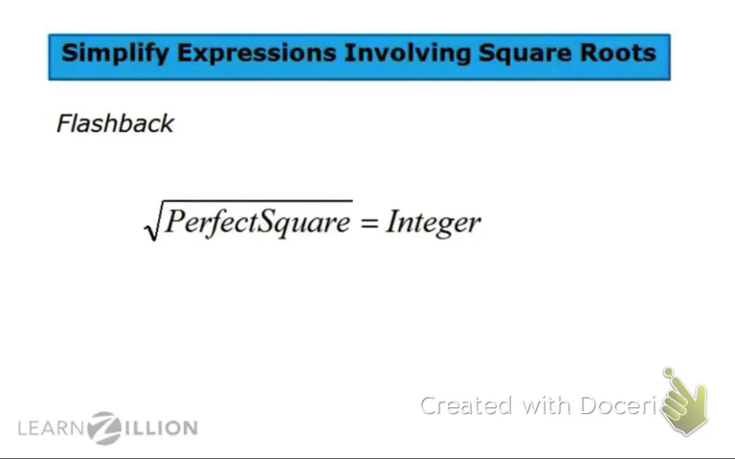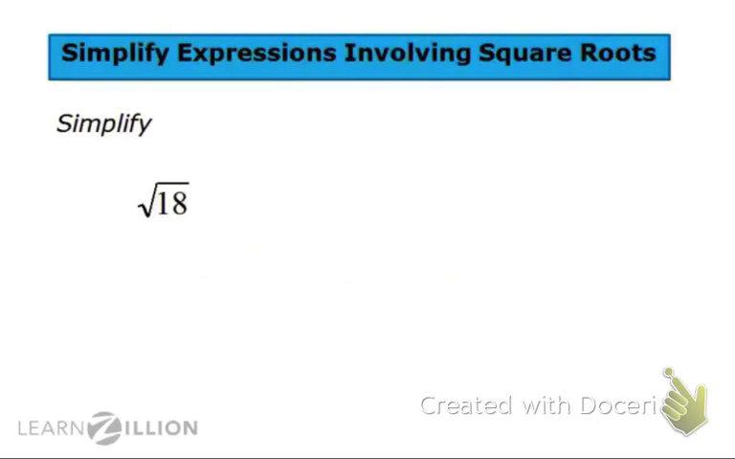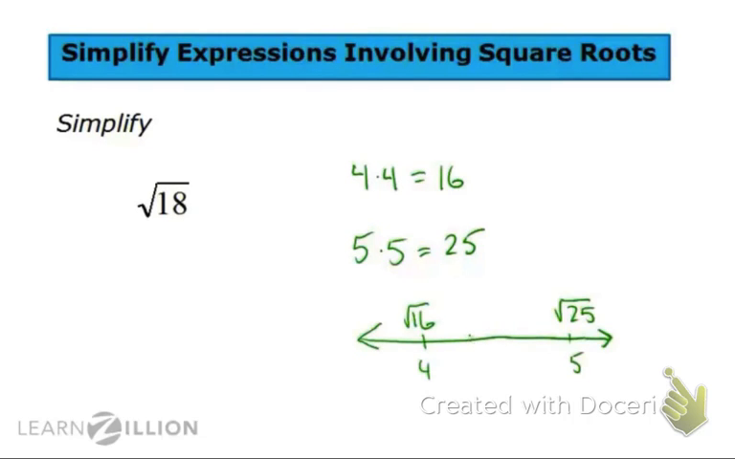Also remember that while all numbers greater than 0 have a square root, only numbers called perfect squares have integer square roots. Trying to take the square root of a number that's not a perfect square will yield an irrational number. 18 is not a perfect square because 4 times itself is 16 and 5 times itself is 25. So the square root of 18 is somewhere in between 4 and 5, but it's an irrational number.